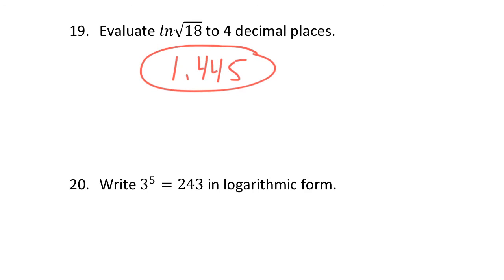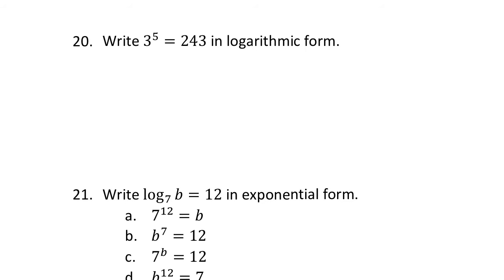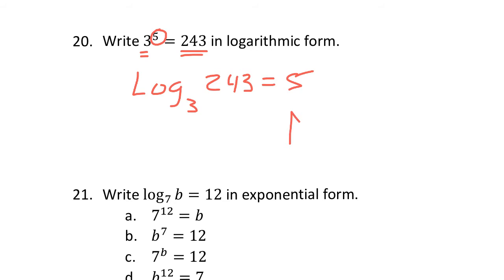Number 20, write 3 to the 5th equals 243 in log form. So remember, log with a base of 3, and we're trying to get 3 to become 243. What will get us from 3 to 243 is an exponent of 5. So just remember that the answer to a log problem is always the exponent of the exponential.